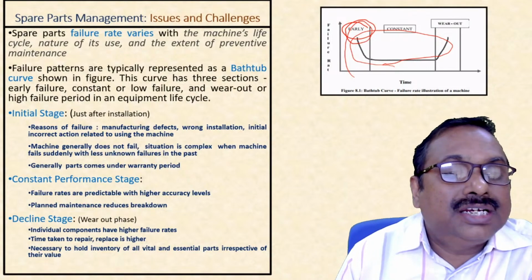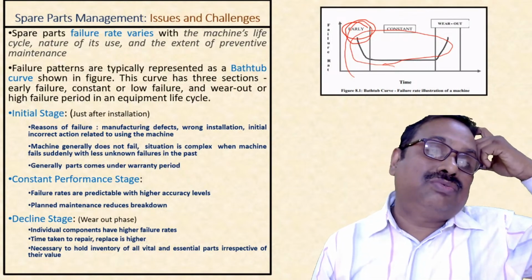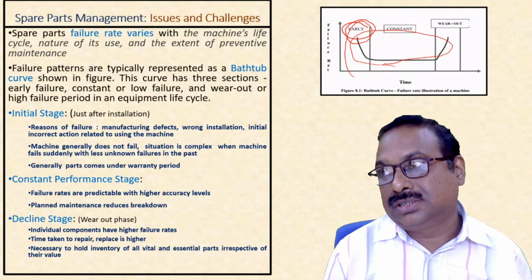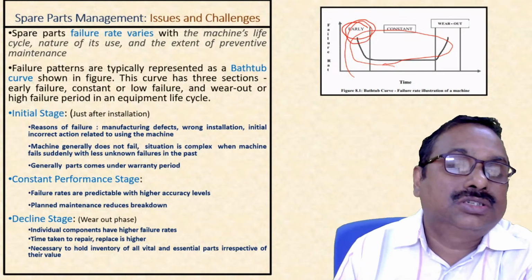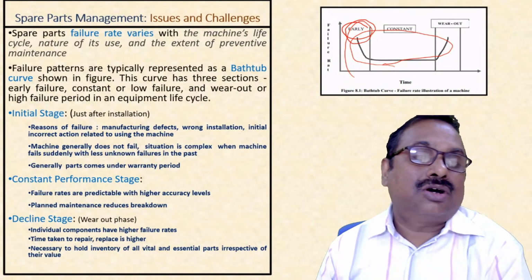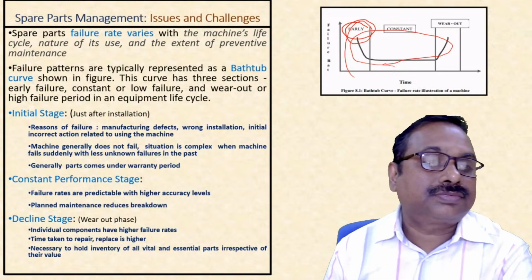So the machine generally does not fail. The situation is complex when a machine fails suddenly with few unknown failures in the past. So you have complex situations. You don't know any information. You don't have any past data. So generally parts come under warranty because these are all new products.